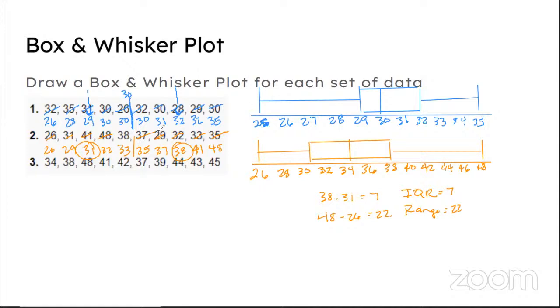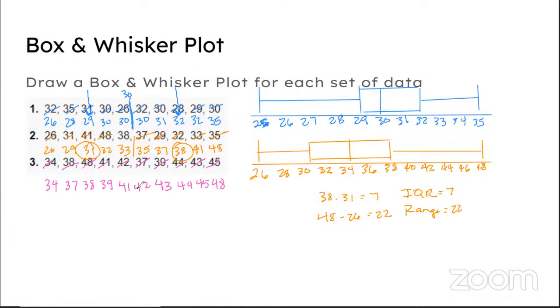All right, let's move on to this last one. Put this in order. It looks like my lowest number is 34. Yep, 34. Let's go with 37, 38, and 39, 41 and 42, 43, 44, 45, and 48. 1, 2, 3, 4, 5, 6, 7, 8, 9, 10.